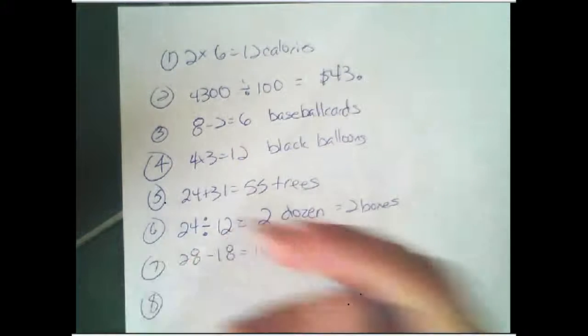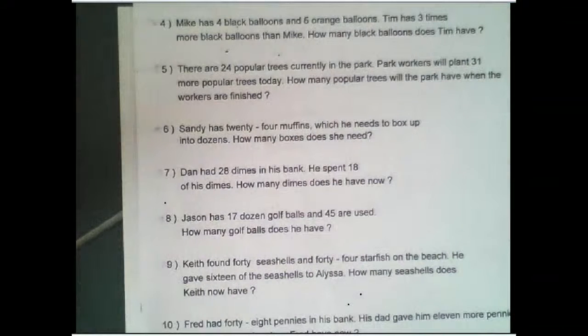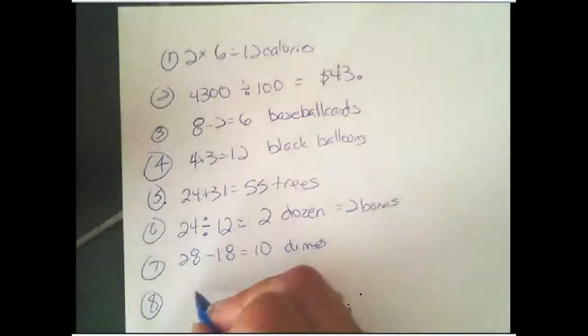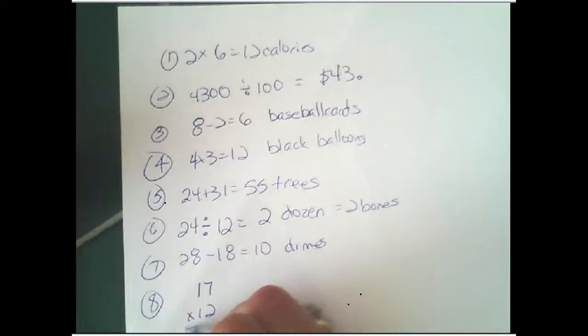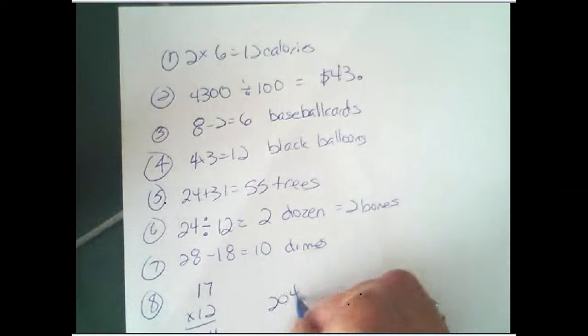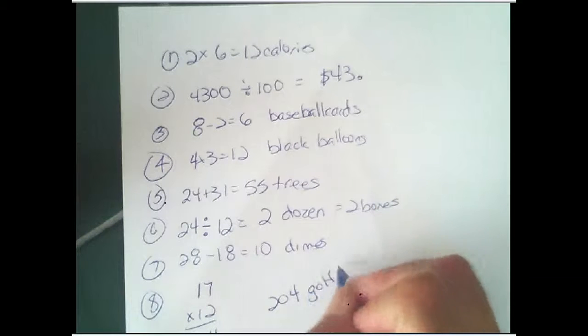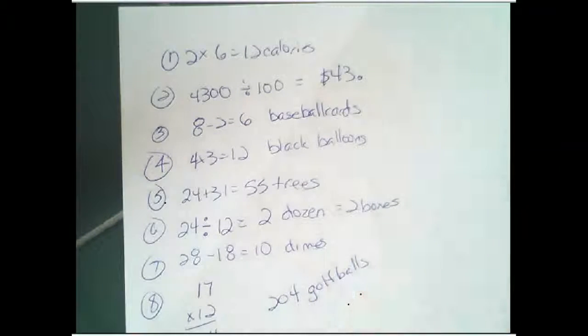dimes. Number 8, Jason had 17 dozen golf balls and 45 are used. How many golf balls does he have? Here we're going to use our knowledge of a dozen being 12. He has 17 12s, or 17 times 12. So we're going to multiply those and we're going to get 204 golf balls.